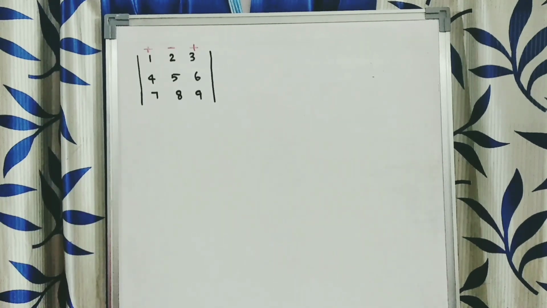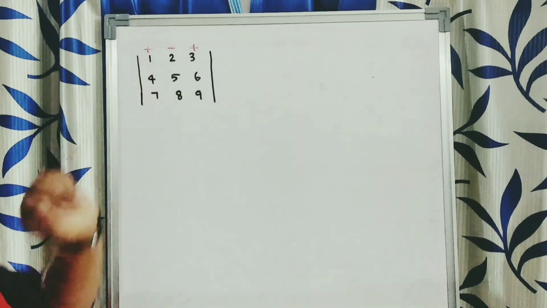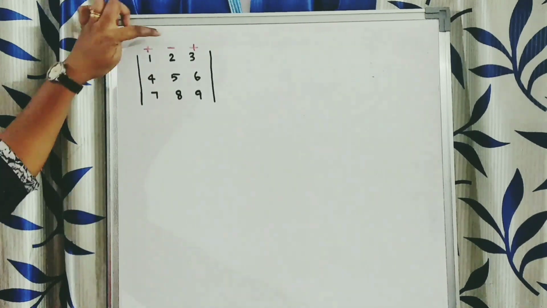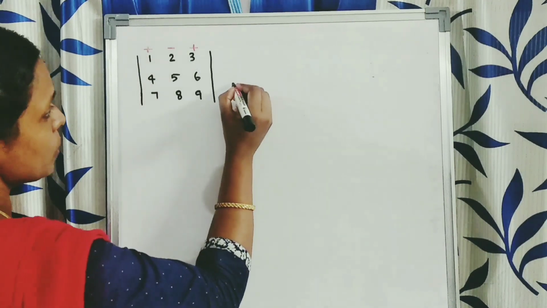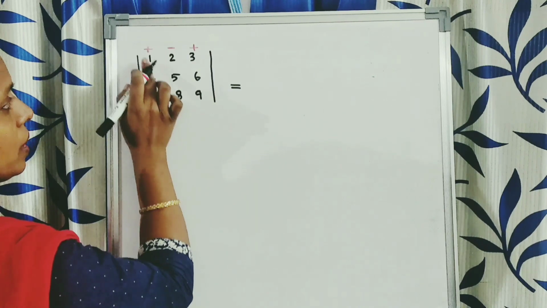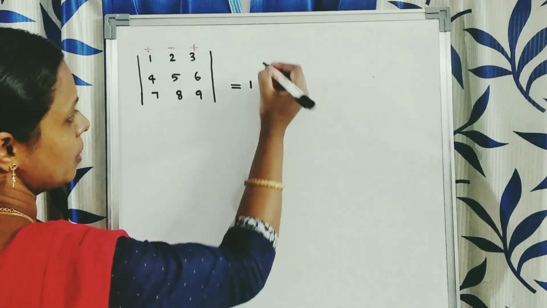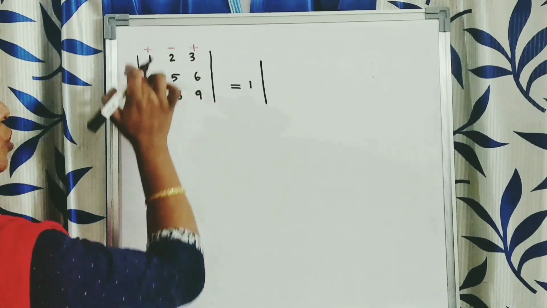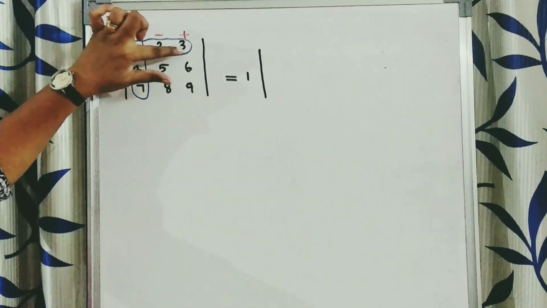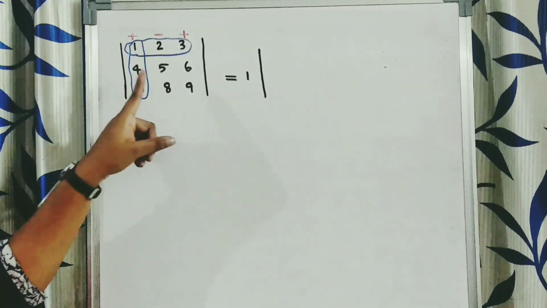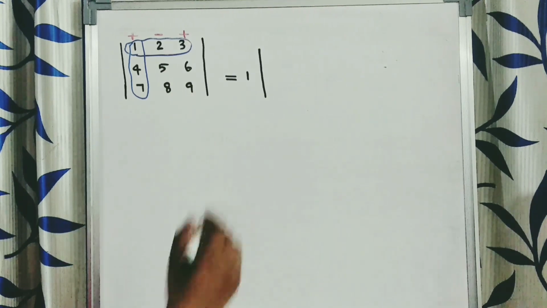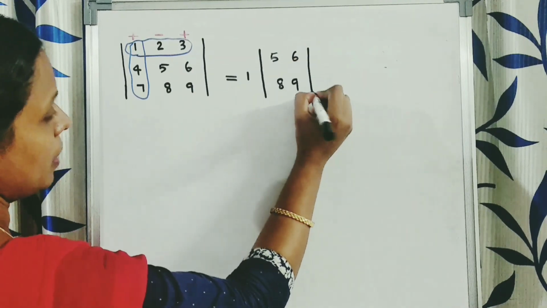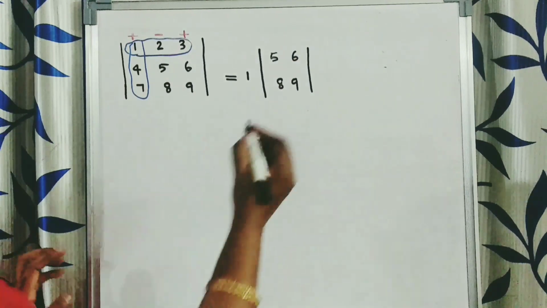Clear? Next we calculate the value of the determinant 1, 2, 3, 4, 5, 6, 7, 8, 9. First we assign positive, negative, positive. The first element is positive 1. Then put a determinant and eliminate the first row and first column. The remaining elements are 5, 6, 8, 9. Then next we write negative 2.